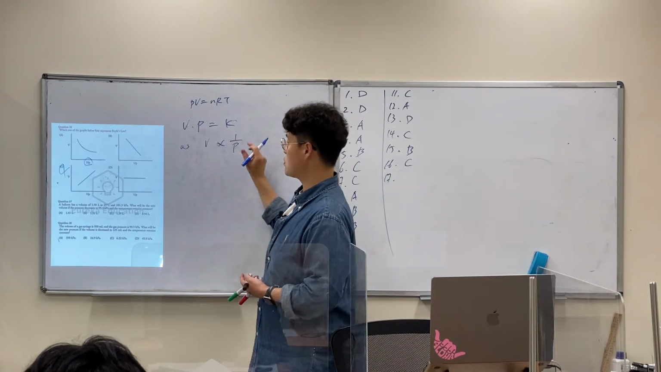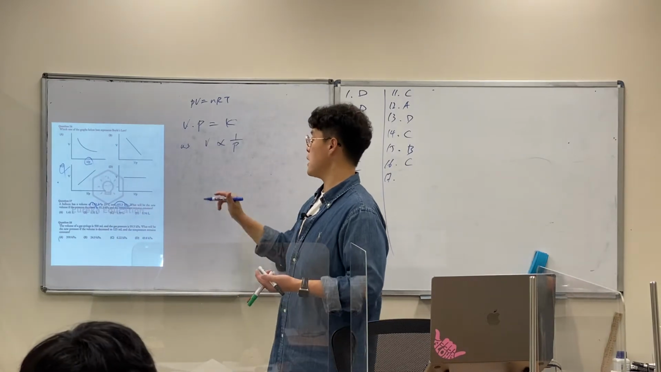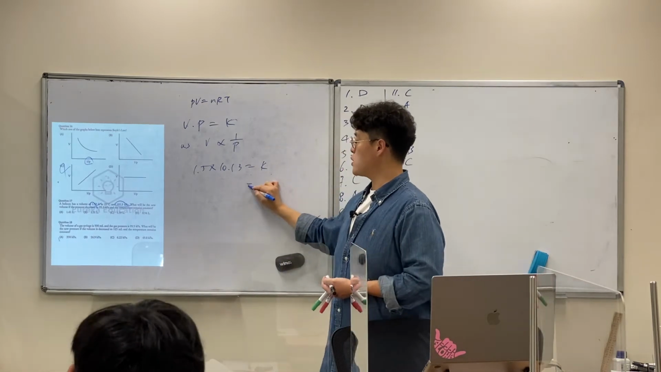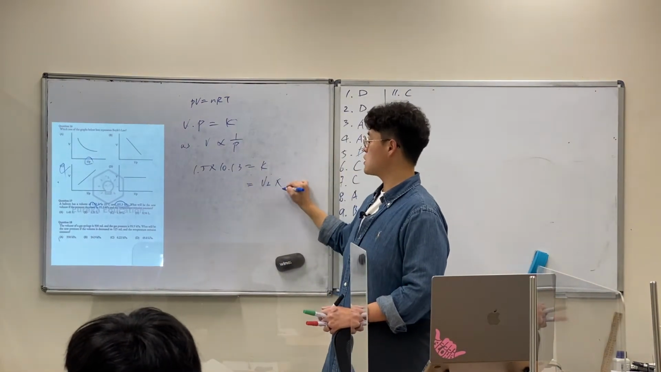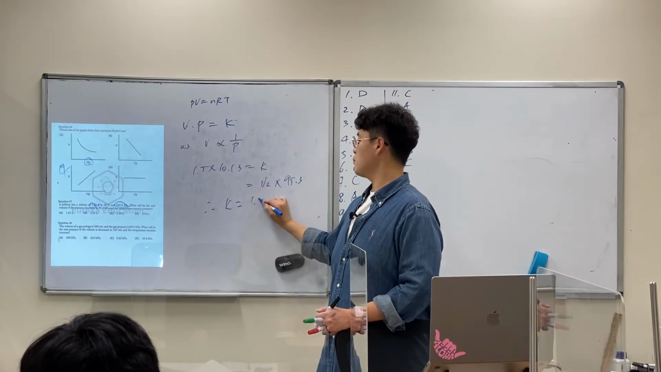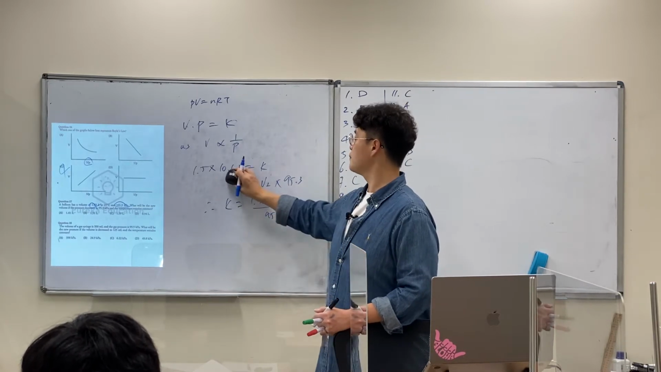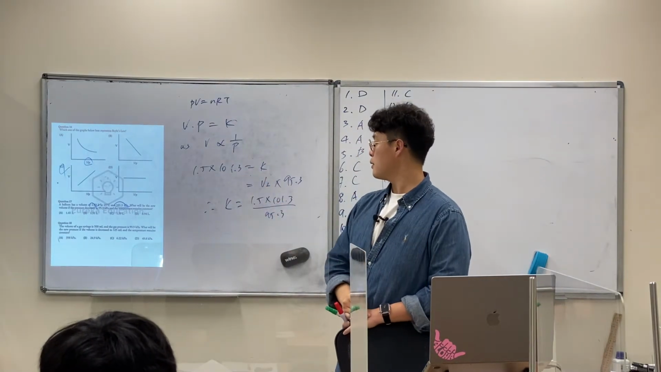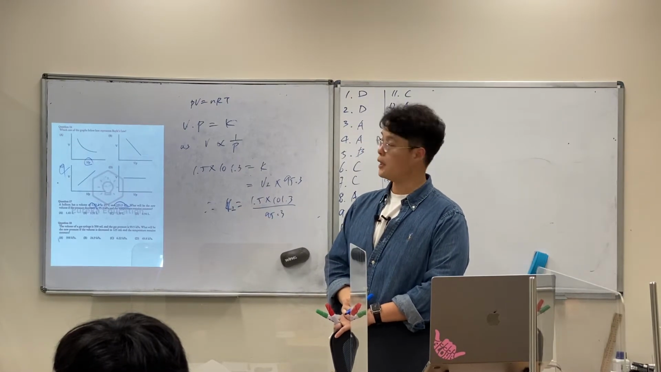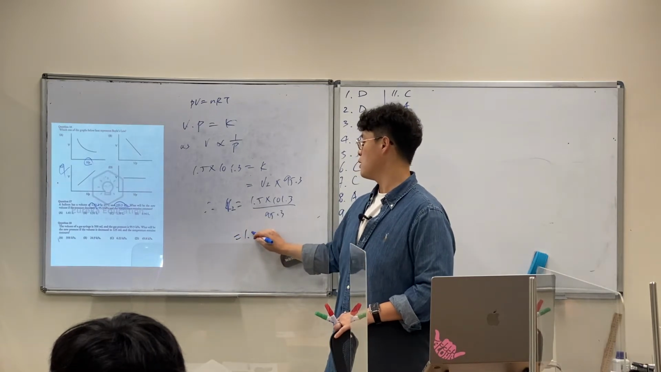As VP is equal to K, we have 1.5 liter and 101.3 kilopascal. 1.5 times 101.3 is the constant value, which is equivalent to the new volume V2 times the new pressure 95.3. Therefore, V2 is equal to 1.5 times 101.3 divided by 95.3. Using Boyle's law again, you should have 17 answer C, 1.59 liter.